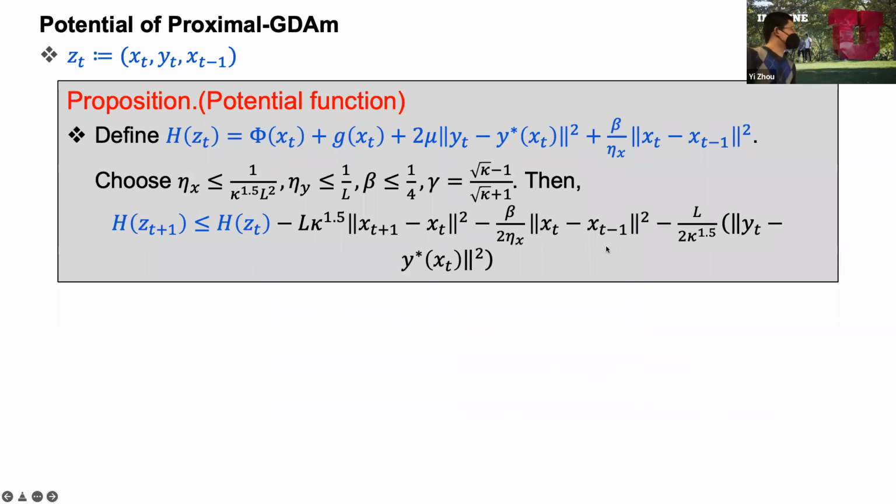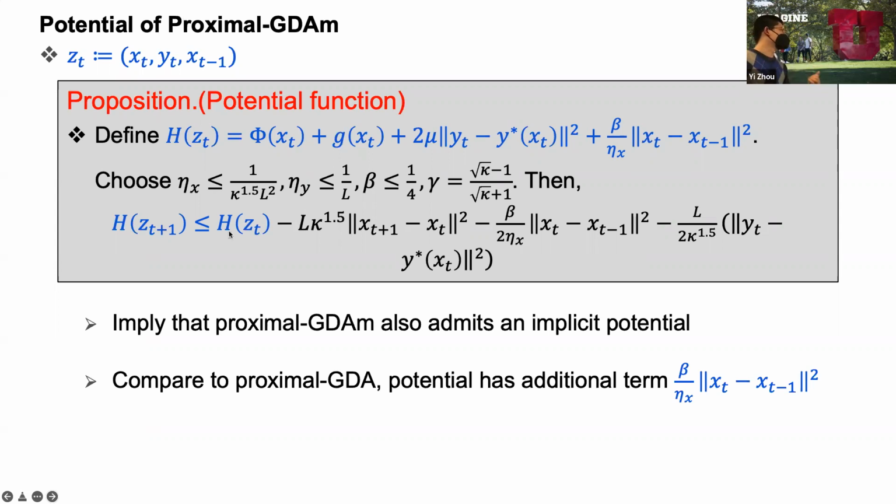And again, we follow the potential function idea. We can show that this algorithm also has an implicit potential function. It takes a more complicated form, and compared with the potential function of the vanilla proximal GDA algorithm, it has this additional term. This additional quadratic term is induced by the momentum effect of the algorithm. But in the end, we can show that this potential function monotonically decreases. And then we can establish similar types of convergence results for this algorithm.